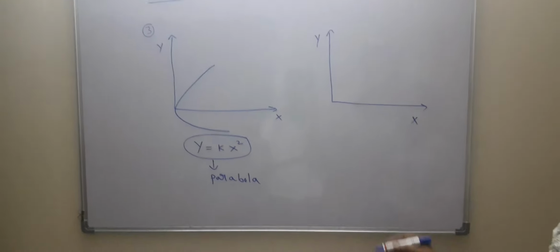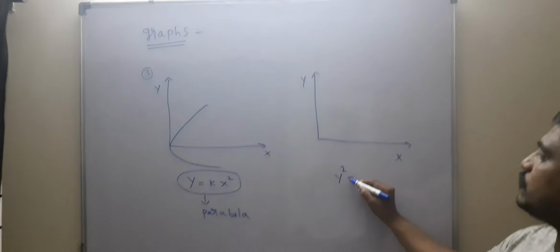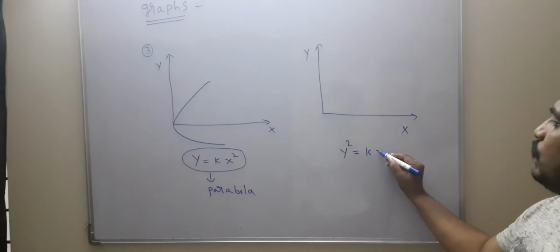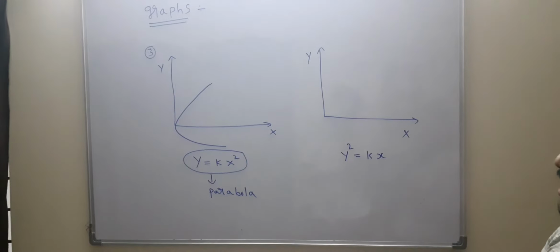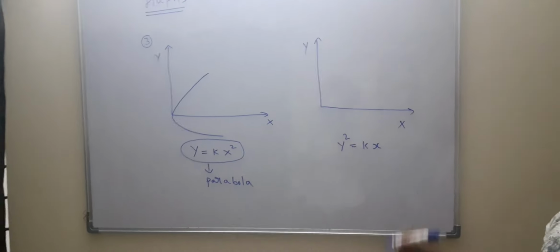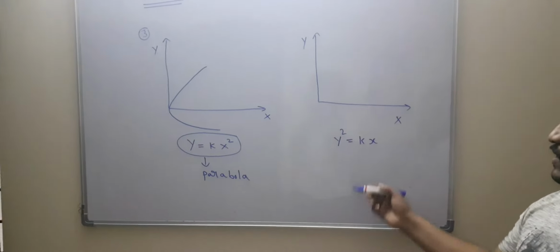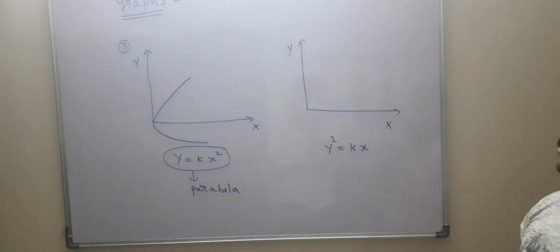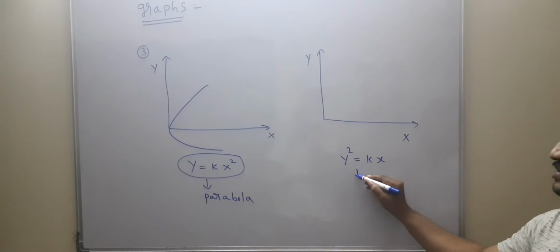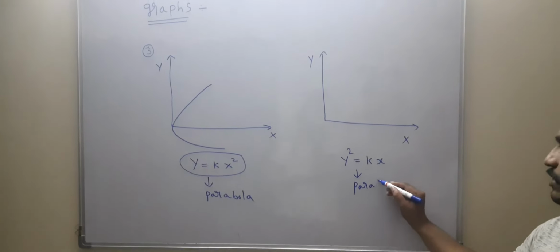Okay? Here, Nana, the final equation in the question, we get y square equal to kx. Once again I repeat, y square equal to kx. That is different from y equal to kx square. Here y square equal to kx. This is also called a parabola equation in mathematics.